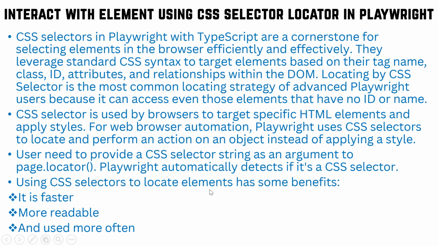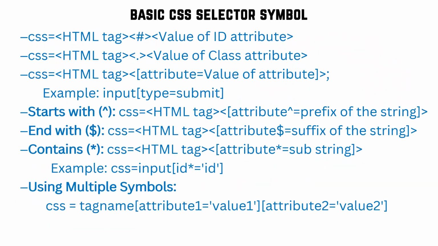Using CSS selector to locate element has some specific benefits because it's very fast, very reliable, more readable, and also often used. Most of the people use CSS and XPath only. So it will depend. There is no hard and fast rule that you need to use it. In case you want to create your own dynamic CSS or XPath, you can use it. Otherwise, if the built-in locators are working, you can use those also. It will depend on you or your project or your customer how you want to use any kind of element locator strategy to identify the element.